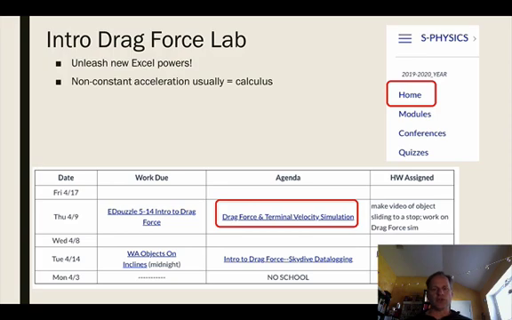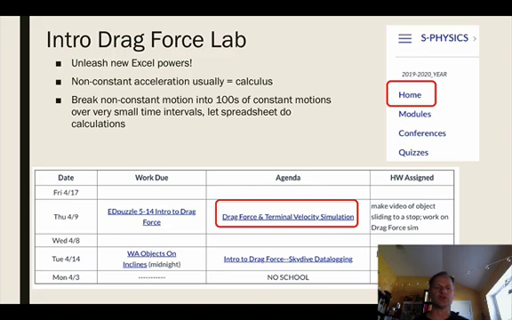You've already learned from the drag force, if you watched the Edpuzzle and remember last class, that the motion of an object in the presence of the drag force has a non-constant acceleration, because the drag force is constantly changing, since it's velocity dependent. Typically, non-constant acceleration means we need to resort to calculus, but the power of a spreadsheet gives us a way to work around this.